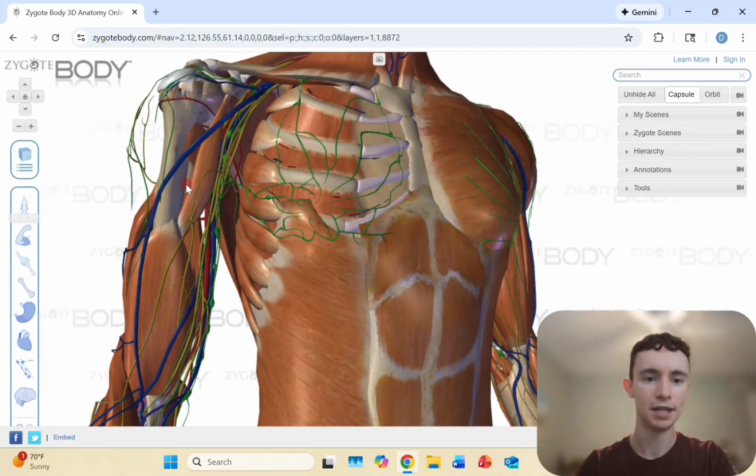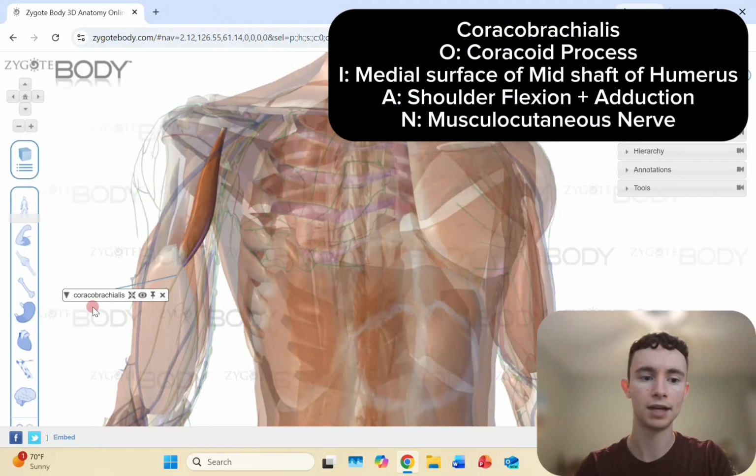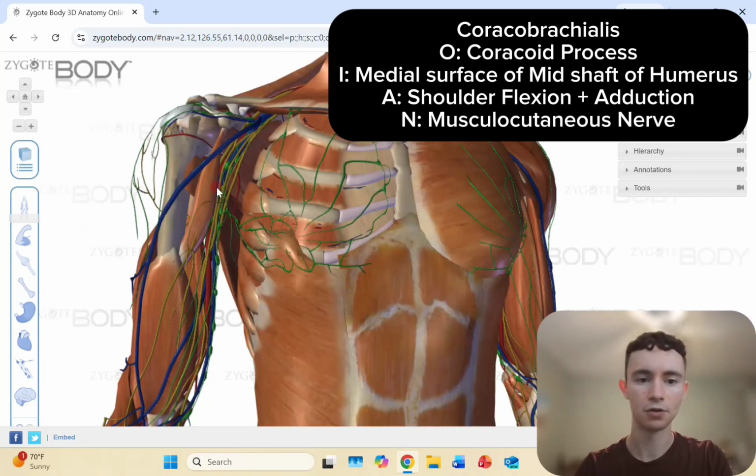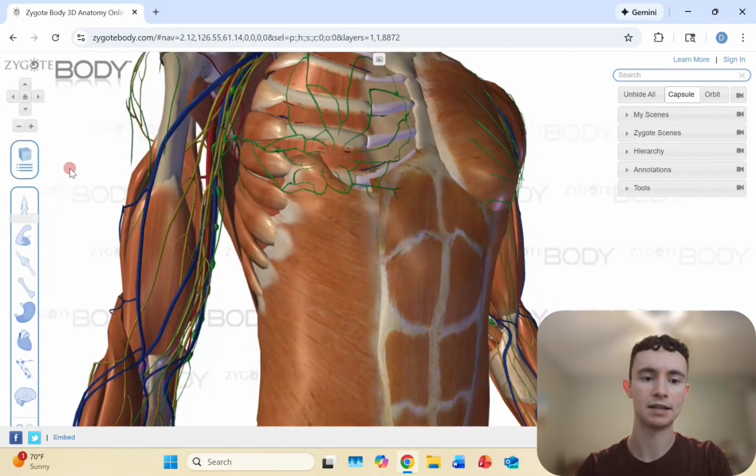of the bicep. Moving on here, we have another muscle attaching to the coracoid process, the coracobrachialis, appropriately named for coracoid and brachialis, meaning arm. It attaches down here to the midshaft of the humerus, also innervated by the musculocutaneous nerve and assisting with shoulder flexion right there. So we can hide that guy there.